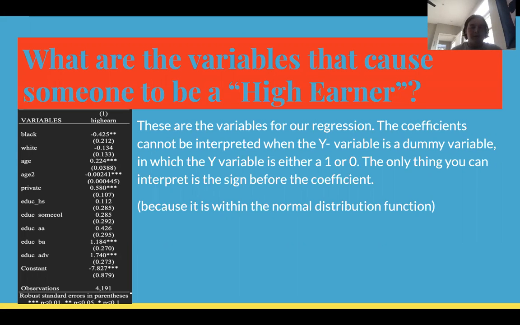So, the coefficients cannot actually be interpreted in a probit regression. And so, the only thing you are able to interpret within this regression are the signs beforehand. For example, being black is associated with a decrease in the odds that you will be a high earner in this scenario. And yes, the reason that you can only interpret the sign is because it is within a normal distribution function.